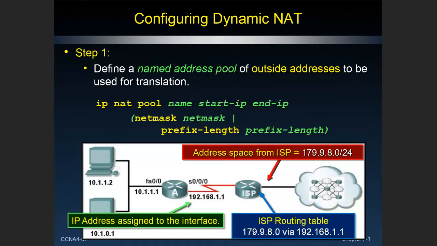So let's define a named address pool. Here's the syntax: IP NAT pool, then make up an arbitrary name. In Cisco configuration, it's considered good practice, whenever you make up a name, like a DHCP pool name or a NAT pool name, to use all capital letters. It makes it pop out at you when you look at the show run command, and makes it easy to see. It will accept upper or lowercase, but I recommend you use uppercase for this.